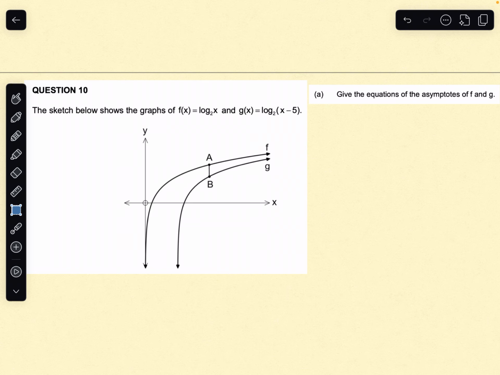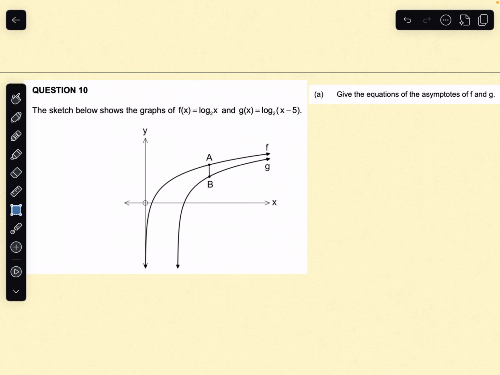We are rambling about IEB May 2025 paper 1, question 10. I'm kind of nervous about this because I'm not so comfortable with log graphs. But the key thing to remember about log graphs is that they're just the inverse of exponential graphs.